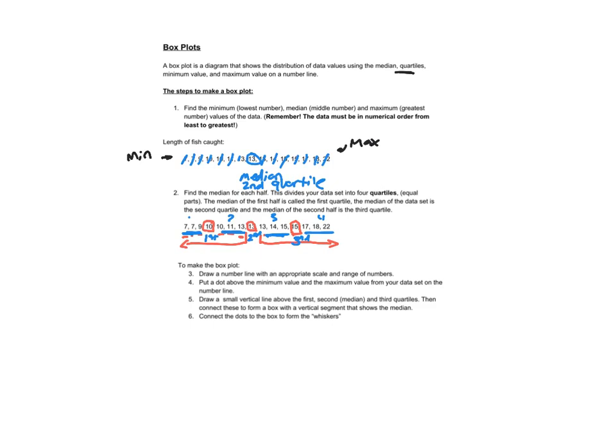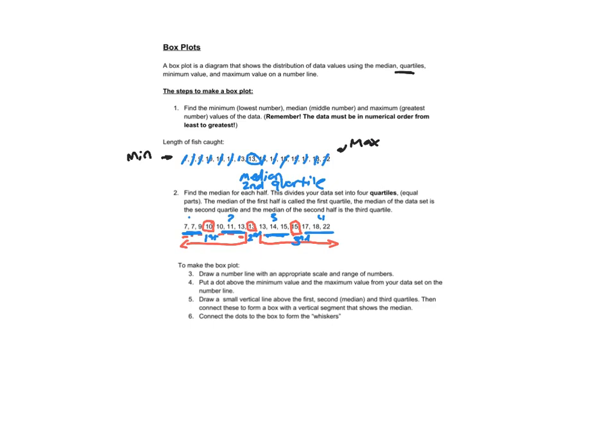So to make a box plot, you're going to draw a number line with an appropriate scale and range of numbers. Now, when we draw a number line, remember, numbers count like we count 1, 2, 3, 4, 5, 6, 7, 8, 9, 10, etc. Okay, we are not going to draw a number line that has the numbers 7, 7, 9, 10, 10, 11, 13, 13, 13, 14, 15, 15, 17, 18, 22. If any of you guys talk like that, or count like that, you need to go back to preschool.